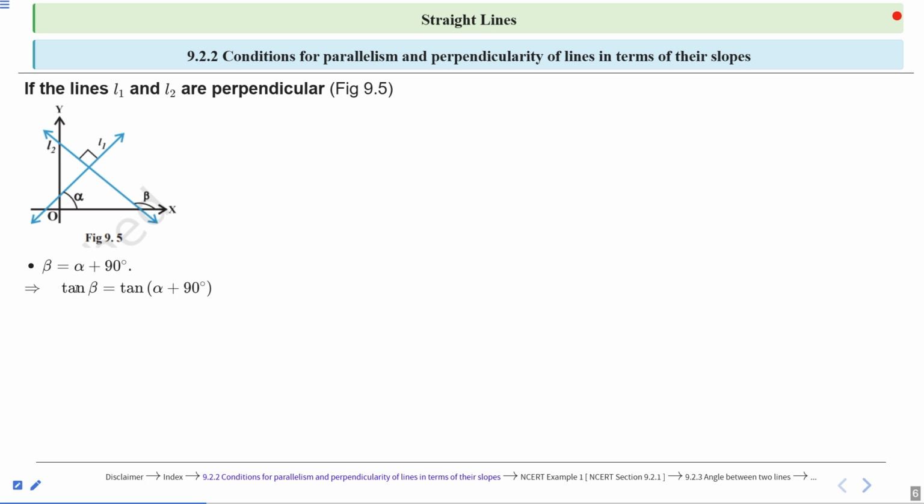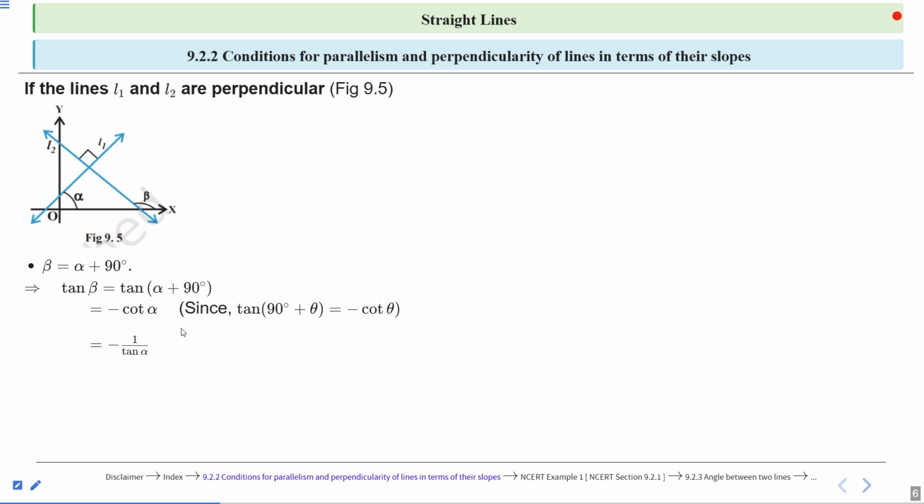Now if we take the tangent function on both sides, then we get tan beta equal to tan of alpha plus 90 degrees. Since we know tan of 90 degrees plus theta is minus cot theta, tan of alpha plus 90 degrees is equal to minus cot alpha.